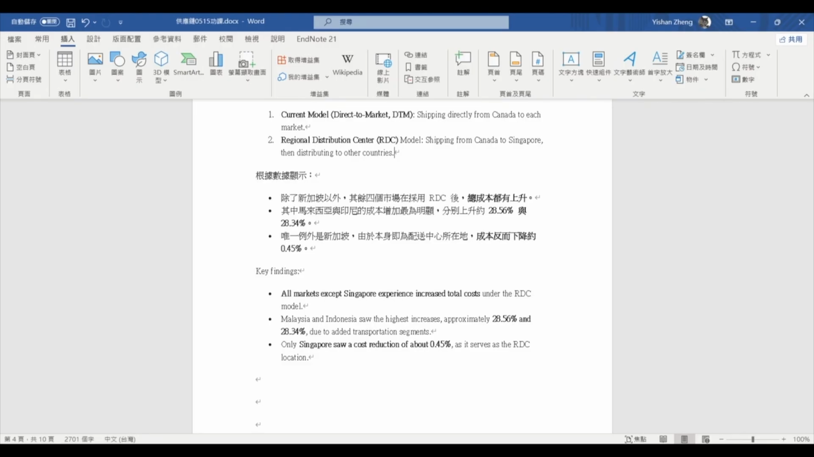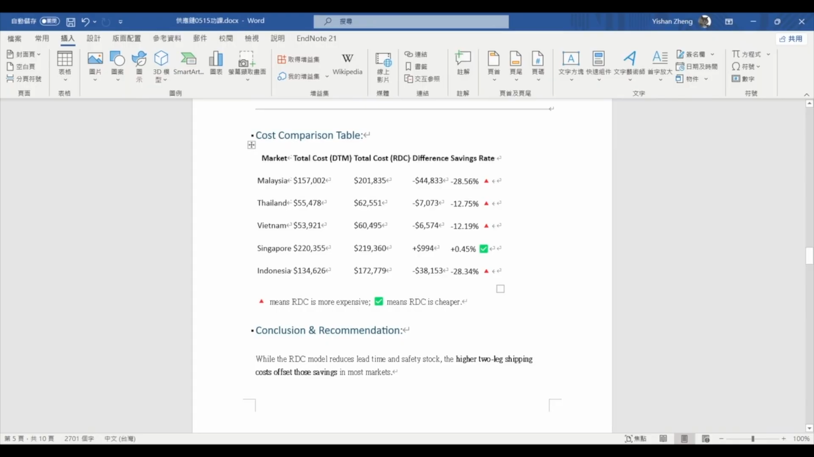Malaysia and Indonesia saw the highest increase, approximately 28.56% and 28.34%, due to the air transportation segment. Only Singapore saw a cost reduction of about 0.45% as it serves as the RDC location. In the cost comparison table we can see that a positive value means RDC is more expensive and a negative value means RDC is cheaper.